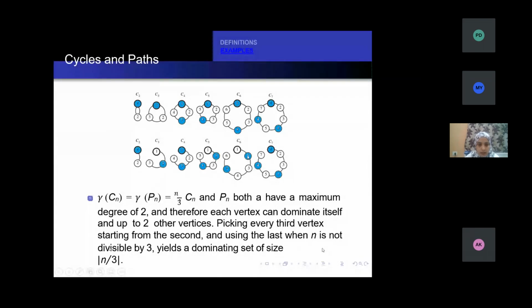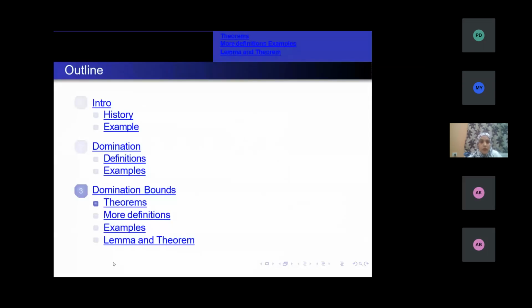Picking every third vertex starting from the second and using the last when n is not divisible by 3 yields a dominating set of size ceiling of n by 3. So suppose if we are picking n, after this, if we look into higher numbers of vertices in a cycle graph or path graph, wherein this part is not applicable, but then we can take ceiling of n by 3, which will definitely be applicable. Now moving on to the next.